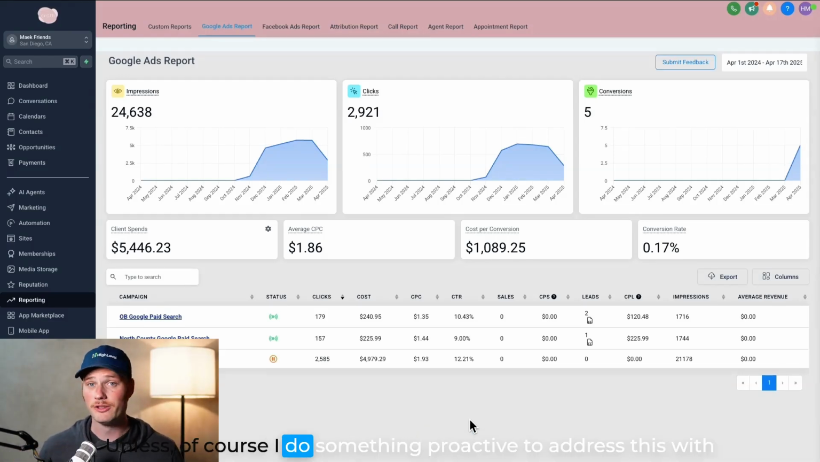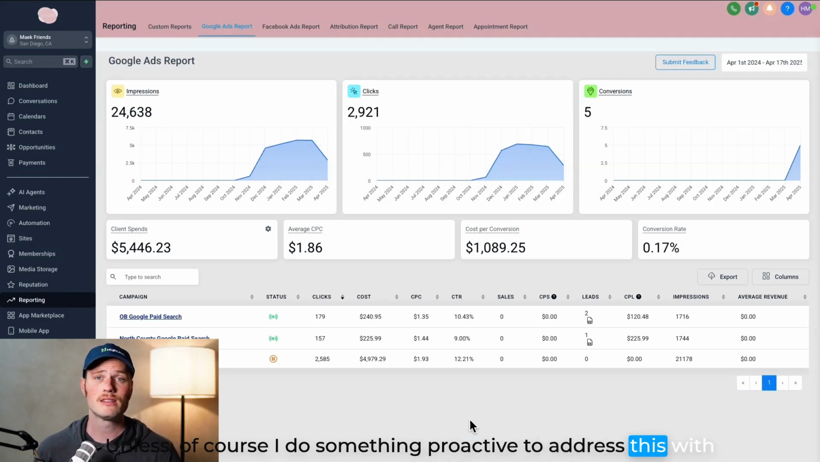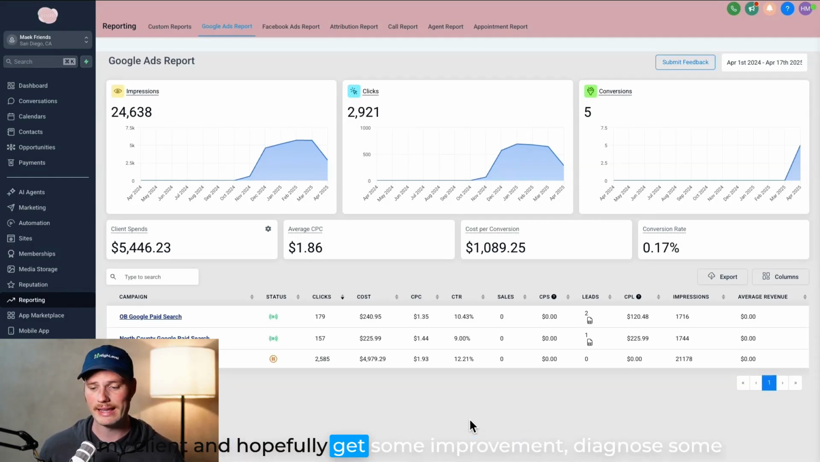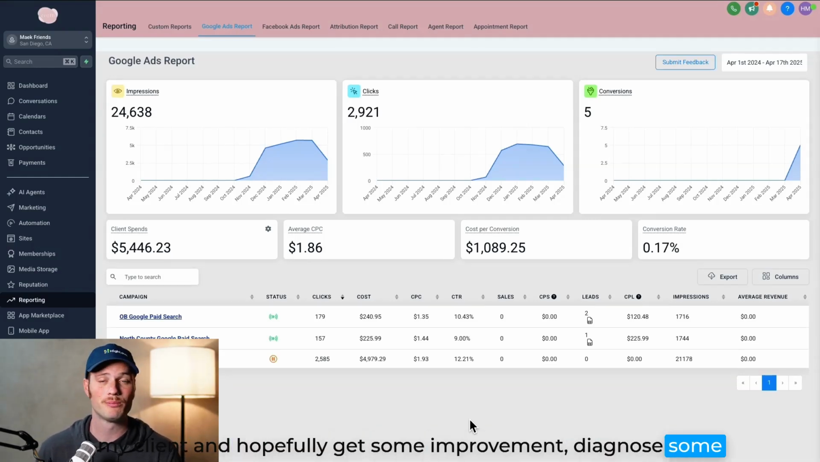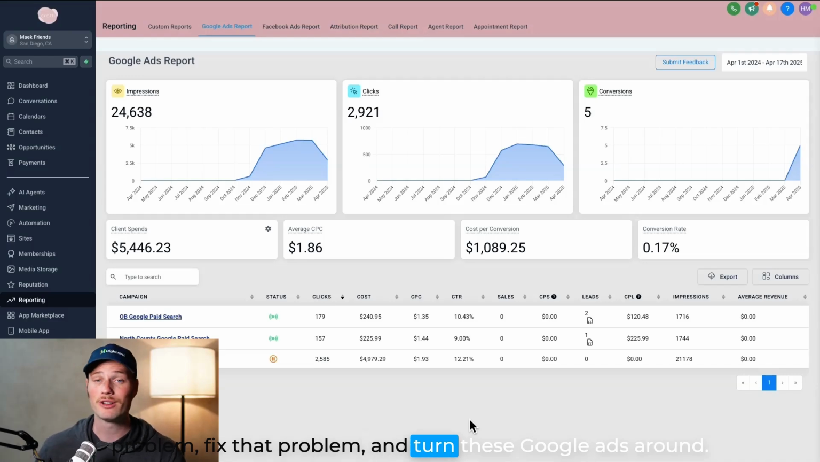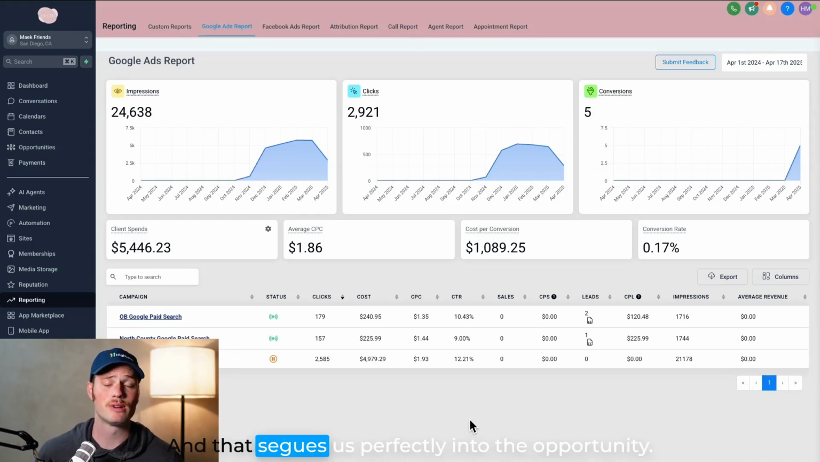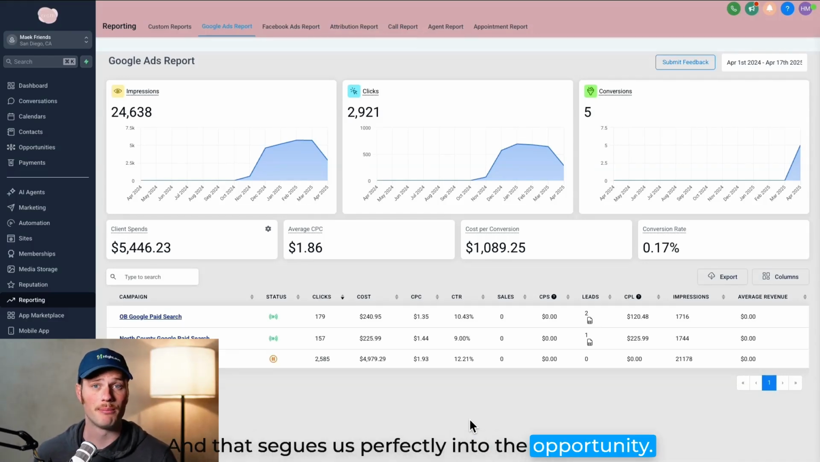I'm going to get cut. Unless, of course, I do something proactive to address this with my client and hopefully get some improvement, diagnose some problem, fix that problem, and turn these Google Ads around. And that segues us perfectly into the opportunity.